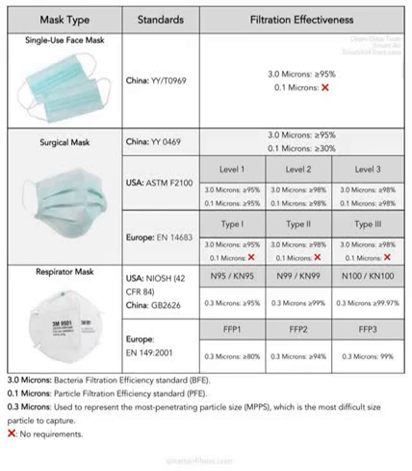EN 149 is a European standard of testing and marking requirements for filtering half masks. Such masks cover the nose, mouth and chin and may have inhalation and/or exhalation valves. EN 149 defines three classes of such particle half masks, called FFP1, FFP2 and FFP3. An additional marking letter D indicates that a mask has passed an optional clogging test using dolomite dust.